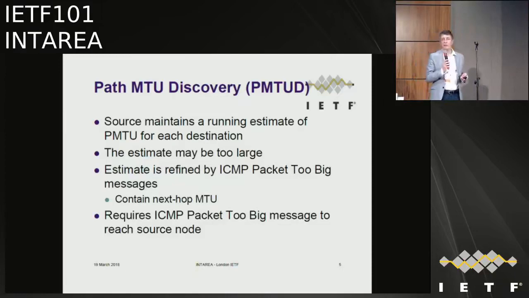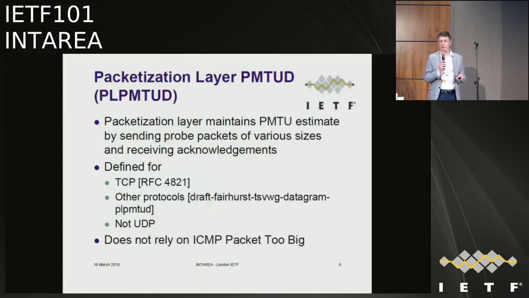The next alternative is PL-PMTUD. Here we push the problem up to the packetization layer. The packetization layer, let's say TCP, in band sends packets of different sizes to its TCP peer. What it's doing is probing to find the PMTU. It relies on two things. Primarily, it relies on acknowledgements of its probes at the TCP layer. It can also rely on ICMP feedback, but then again, it's perfect in PL-PMTUD.